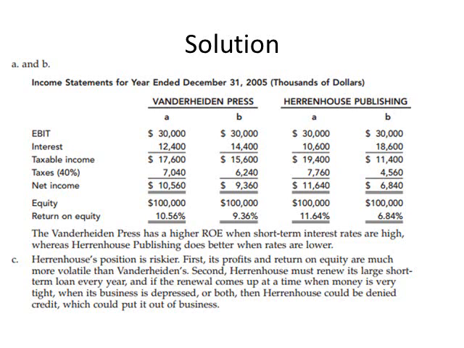Let's have a look. In the first company, which is Vanderhiden Press, in part A, the earning before interest and tax is the same in all situations, which is $30 million.